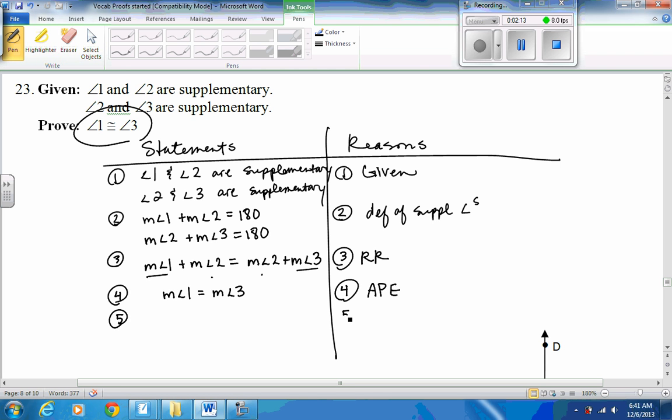And I didn't get lucky. I actually knew that I wanted angle 1 on the left and 3 on the right, so I picked the sum that had angle 1 in it to go first and replace the 180 with the second one. But if you didn't see that far ahead, that's okay. At this point, you could have used symmetric property of equality, SYPE, switch the order, and it would have been just fine. And then you could have changed it to congruence.